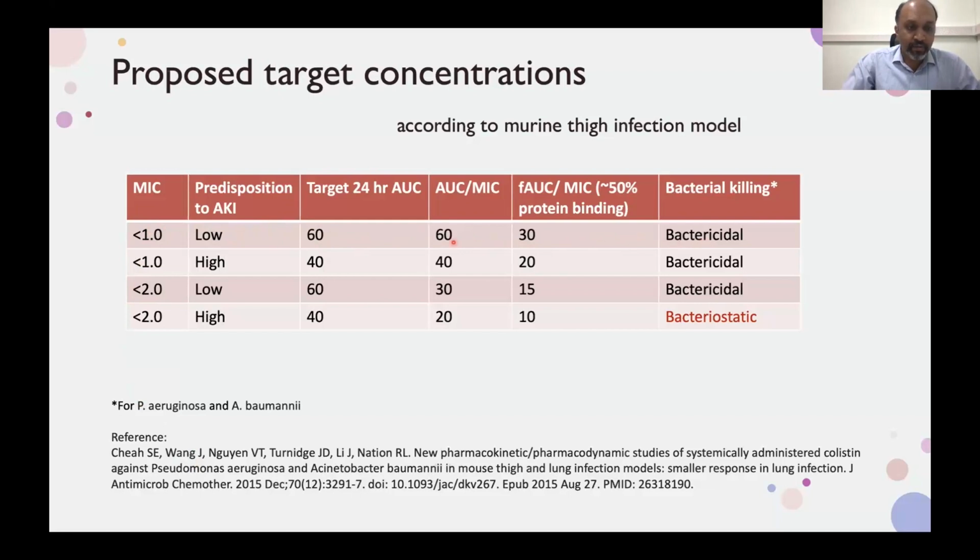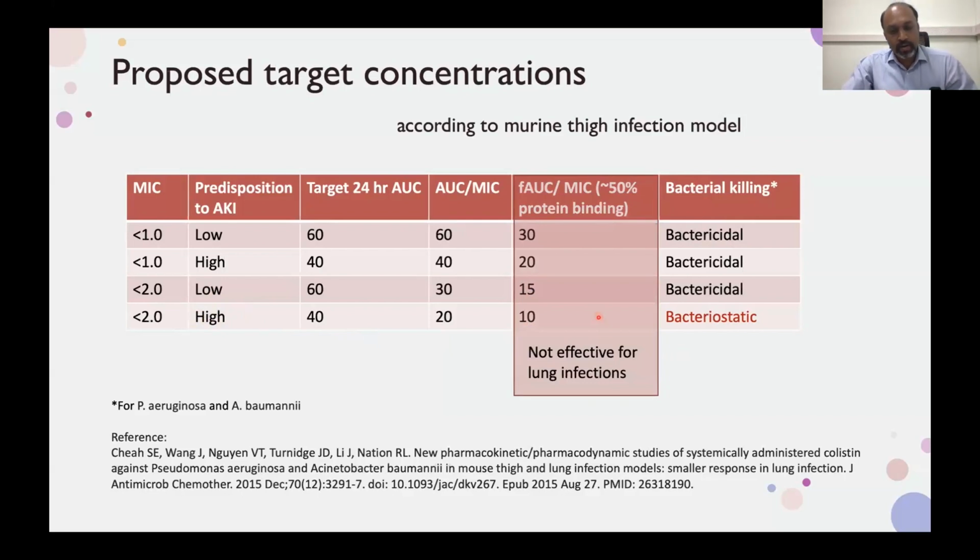Similarly, if the MIC of the organism is less than 2, patients with high predisposition to colistin-induced nephrotoxicity will be able to receive only bacteriostatic free AUC by MIC for certain strains of bacteria. And those with low predisposition could still be treated with bactericidal free AUC by MIC. But none of these free fraction AUC by MICs are good enough to treat lung infections for organisms with an MIC of more than 1.